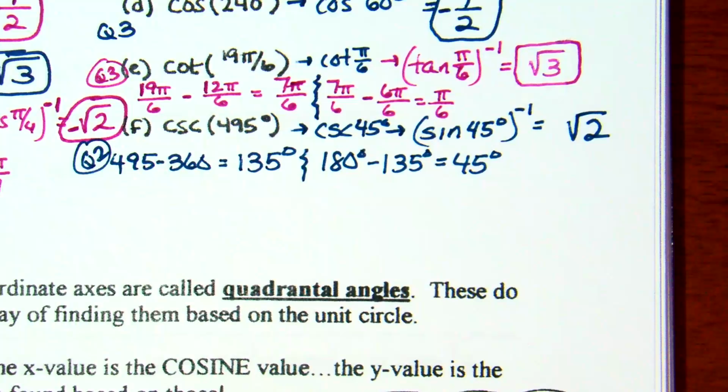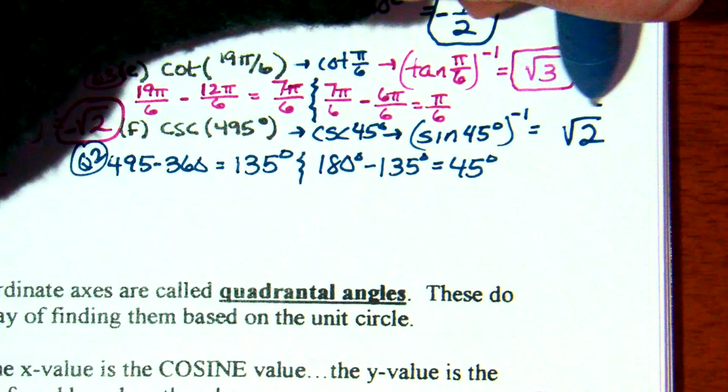Quadrant 2. Positive. All students. Begins with S. So sine is positive and its reciprocal is positive. So positive square root of 2.